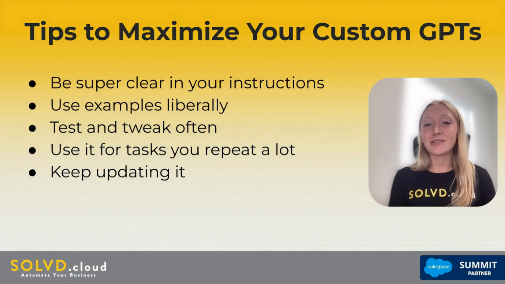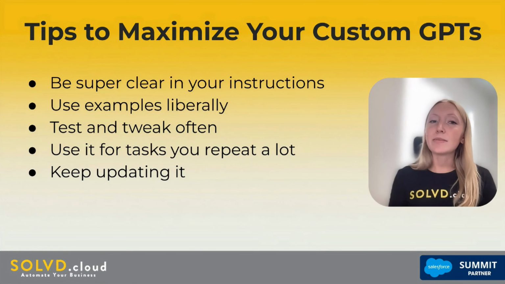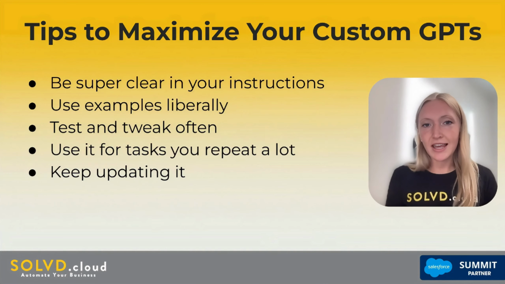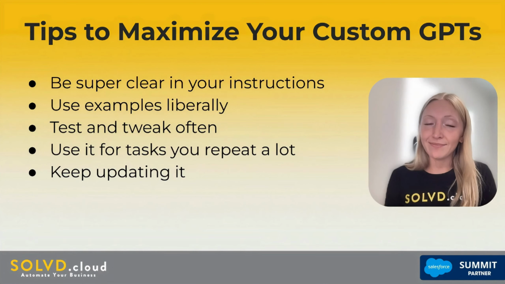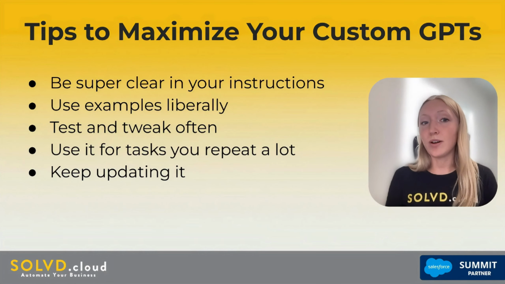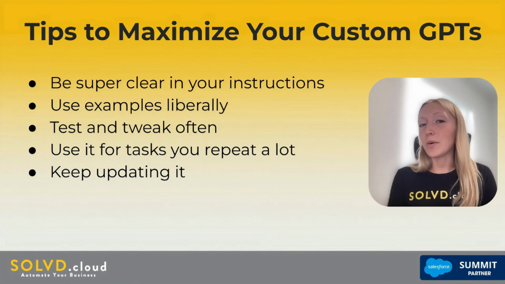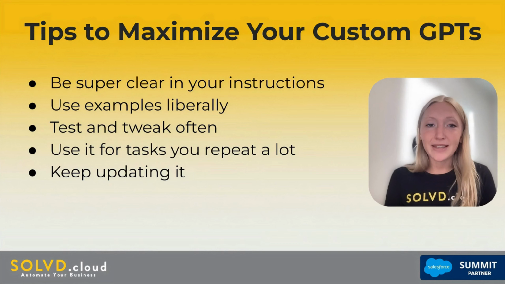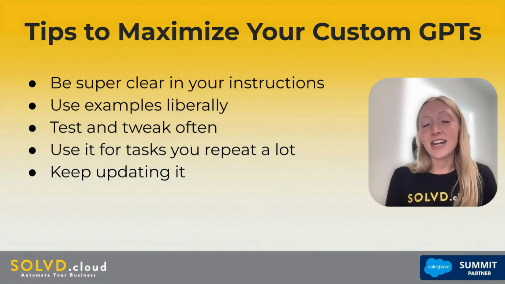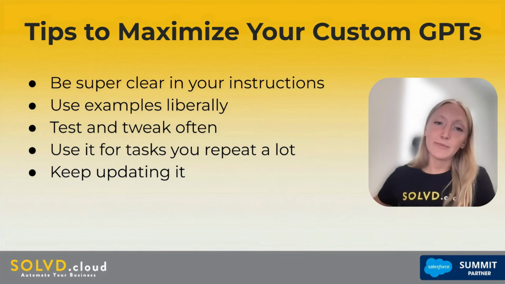Now that you know how to make custom GPTs and projects, here are some tips to get the most out of your custom GPTs. First of all, be super clear in your instructions. The AI can only follow what you tell it. Next, use examples liberally. Show it the exact kind of answers you want. Next, test and tweak often. Keep refining your instructions based on what the AI produces. Then use it for tasks you repeat a lot, like writing emails, generating ideas, or even coding help. And finally, keep updating it. As your needs change, refresh your examples and instructions to keep it sharp.